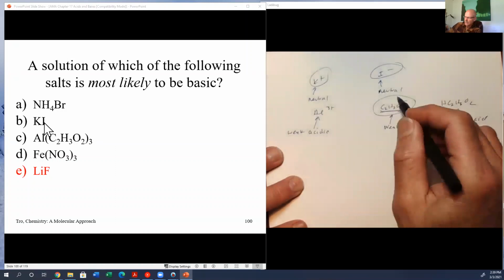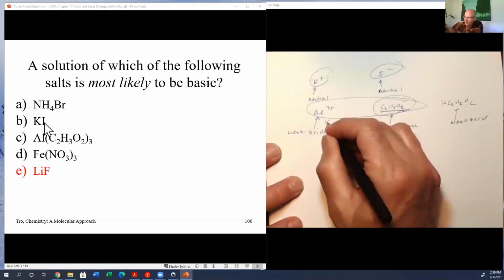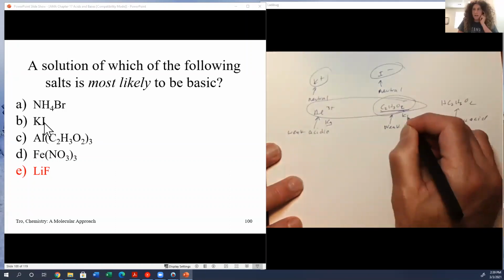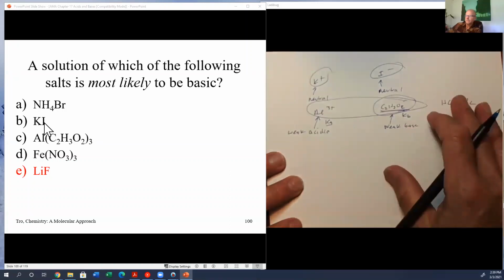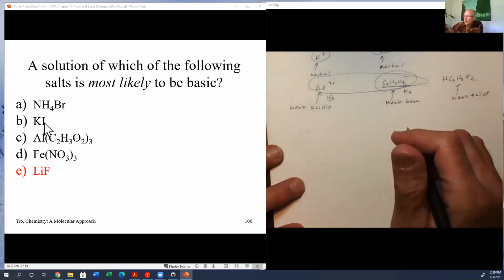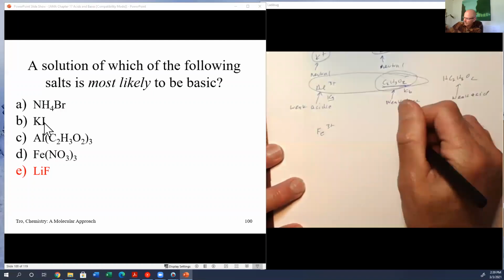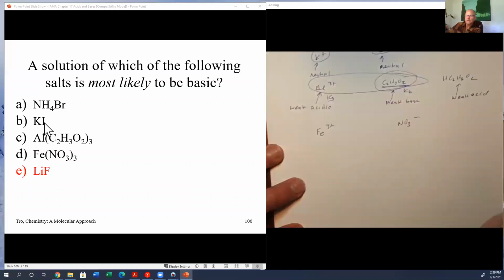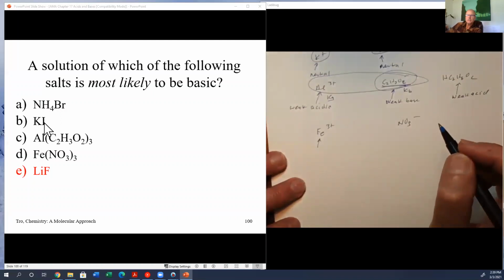So now together, you can't tell without more information. You'd have to compare the value of Ka to the value of Kb for these, okay? Whichever one's bigger, that's the one that would dominate. Okay, Fe3 plus, NO3 minus. Fe3 plus, ding, ding, ding, small highly charged metal.